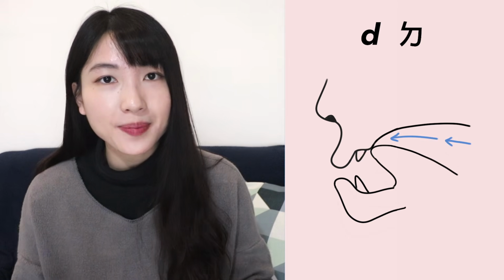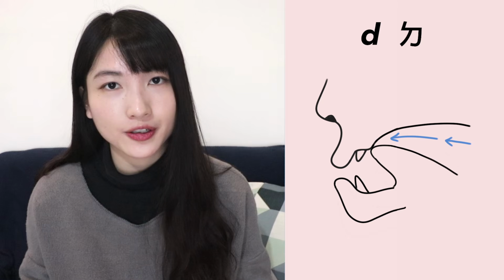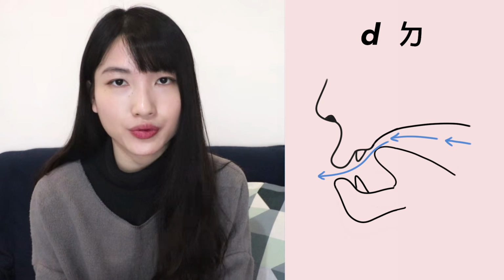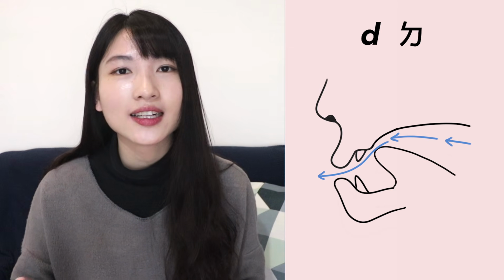Next, let's move on to d, t, n, l. To make the d sound, you have to put the tip of your tongue on the alveolar ridge where I point out in the picture and stop the air in your mouth with the tip of your tongue. After a very short period of time, let the air go out through your mouth to voice out d. Okay, let's practice. D.